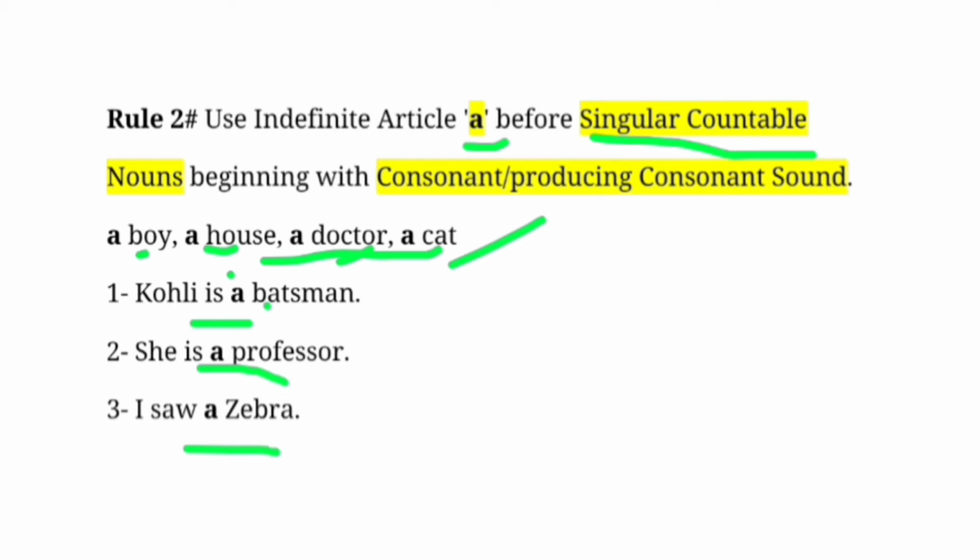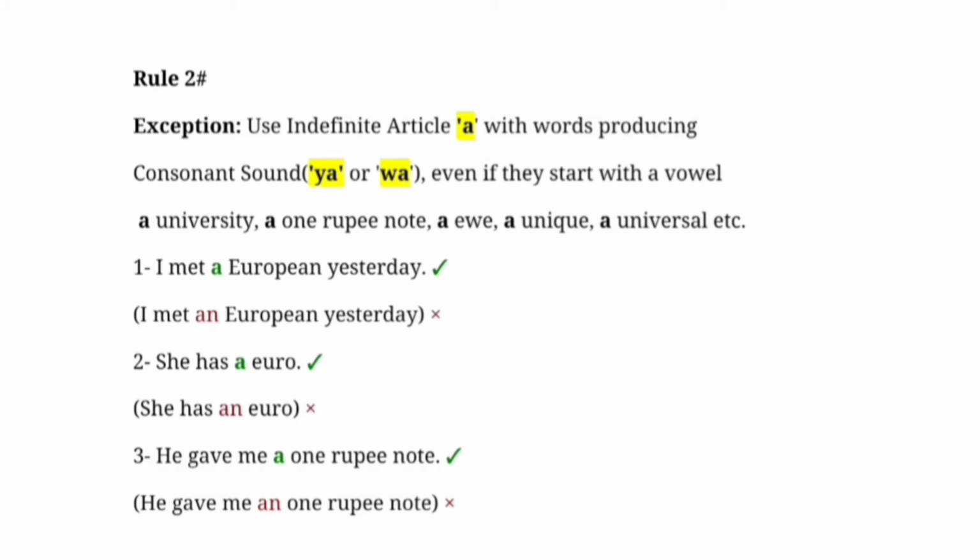Here is an exception of this rule, that is, place article a before words that start with a vowel but give the consonant sound of y or w. Therefore, always trust the sound, not the letter, while using indefinite article a or an. If the word produces consonant sound, use article a before that. Like university starts with y sound, because even though university starts with the letter u, the first sound of the word is not a vowel sound. We don't say an university, we say a university.